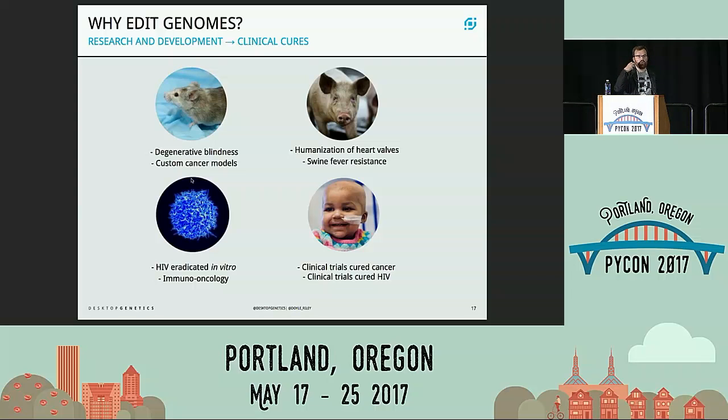We can use this to go and create custom models of a particular cancer. We can use this to humanize, say, the heart valves in pigs for tissue transplant. They've done some really amazing work curing both leukemias as well as HIV in patients and in animal models by going in and being able to excise the virus from the genome or to reprogram the immune system to more effectively fight the cancer. And so there's going to be some really exciting work coming out in the next couple of years. And if you want to learn more about that, you can go to clinicaltrials.gov and see the thousands of new projects that are currently under investigation.